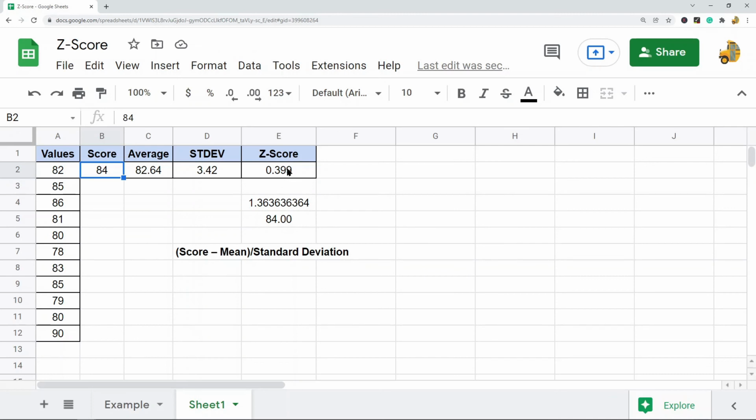It's how many standard deviations above or below the mean a data point is, and you can see 0.399, or roughly 40% of a standard deviation, is 1.36, and if you add that to the average, it's the Z-score. So essentially this data point is about 40% of a standard deviation above the mean.